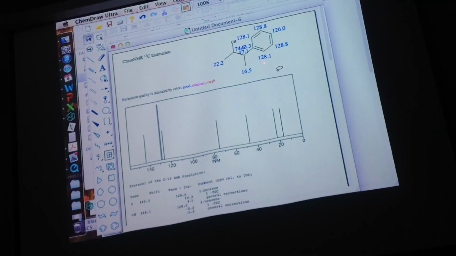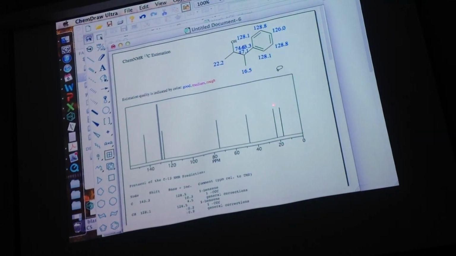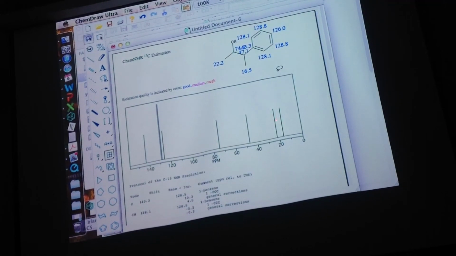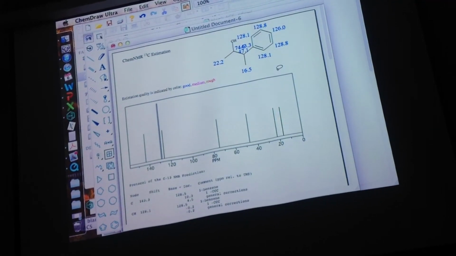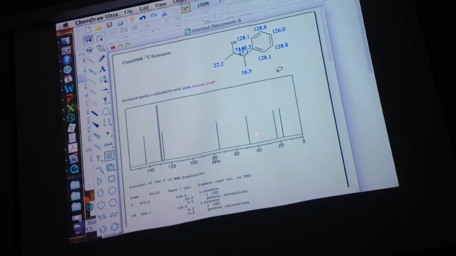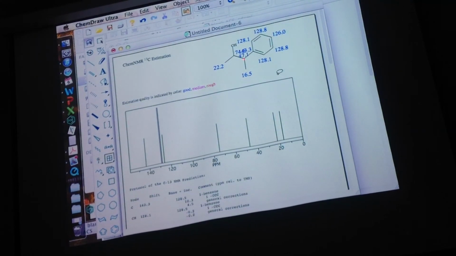Okay, and then you can see the methyls are pretty low. They're pretty shielded, 16, 22. So those are your methyls right there. And methyls will pretty much always occur there unless there's something really electronegative right on them. And this thing here at about 48 or so, yeah, that's our CH right there.